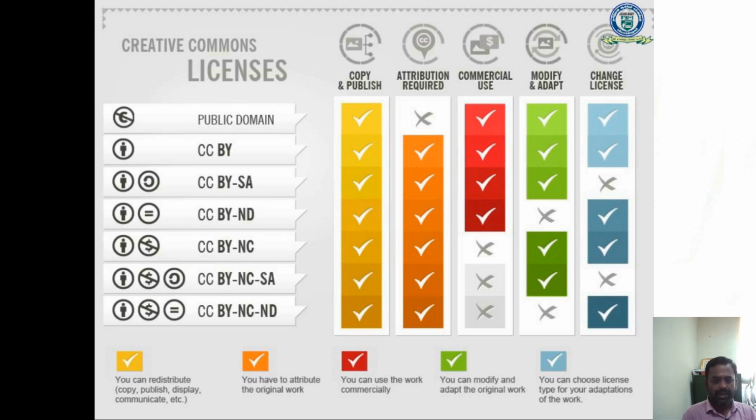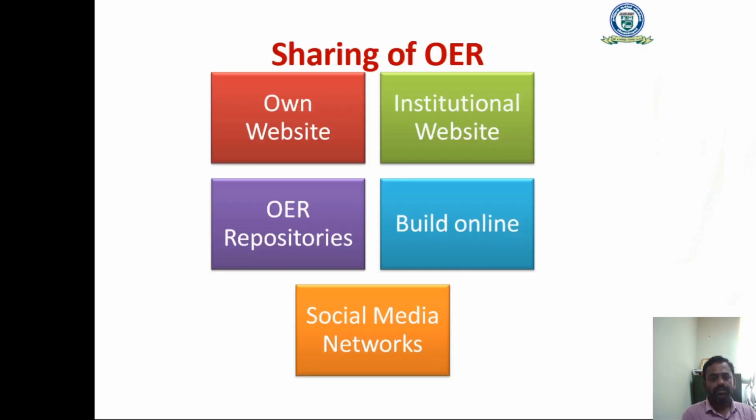Whereas in case of CC BY NC ND, the OERs or Creative Commons can be used as copy and publish and you can attribute it, but you should not use it for commercial purposes and you should not modify or adapt it, share as it is. You can change the license of CC BY NC ND.